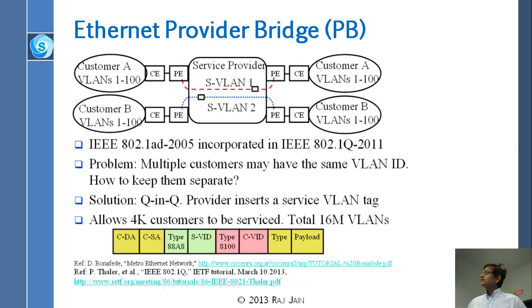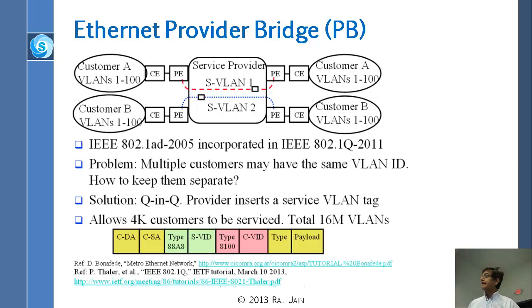All right. So now let's go back to the problem. The problem was that there are too many people using the same VLAN number, so we cannot distinguish between them. So there is a new standard called 802.1AD, which was done in 2005, and it's called provider bridge, and it's also called Q in Q, and that is a good name.